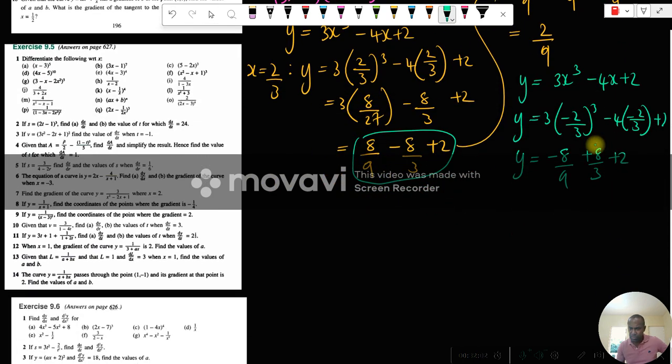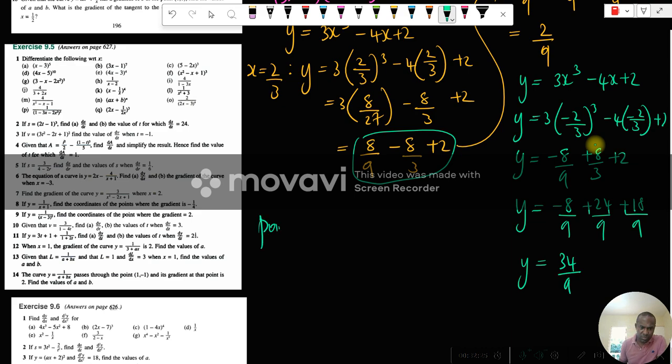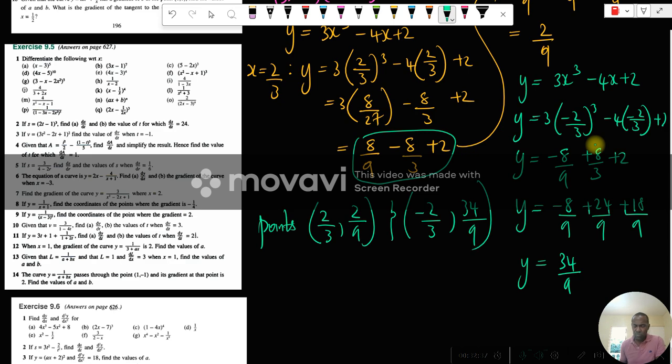So applying the same principle as before, this becomes y equals minus 8 over 9 plus 24 over 9 plus 18 over 9. And we can just combine the numerators. Minus 8 plus 24 is 16. 16 plus 18 is equal to 34 over 9. And so in terms of the points, the points would be 2/3, 2 over 9, and minus 2/3, 34 over 9. Right? So these are the points on that curve at which the gradient is equal to 0. Any questions?